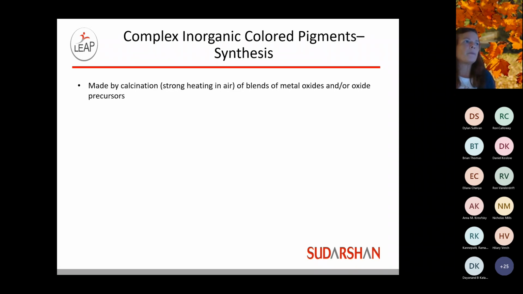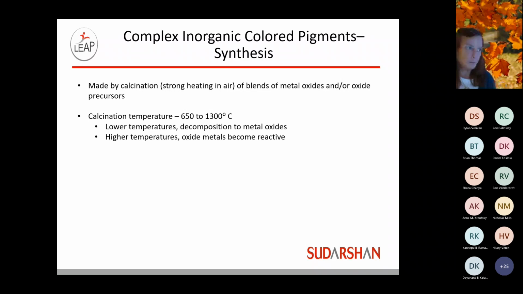And this is, we take blends of metal oxides and or metal oxide precursors and mix them together and send it through a kiln for that calcination process. There's two zones in that process that create these CICPs. At the lower temperature, the materials begin to decompose to the metal oxides, and at the higher temperatures, at the end of the kiln, the oxides become reactive in order to create the final crystalline structure.